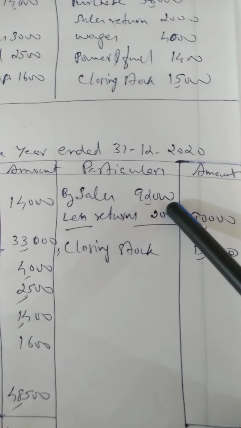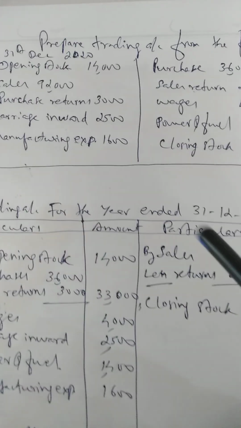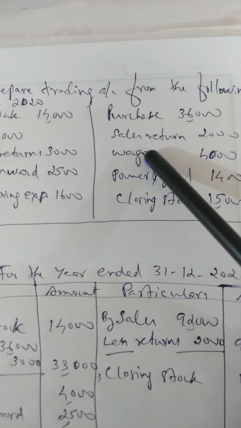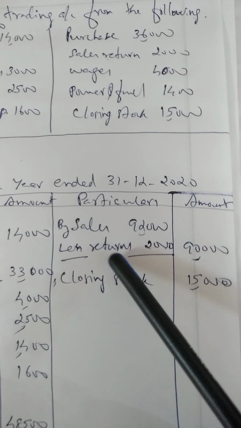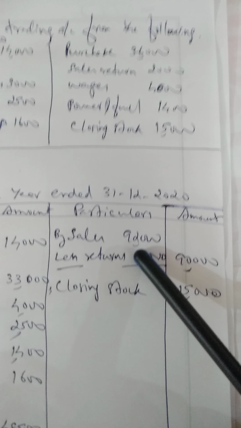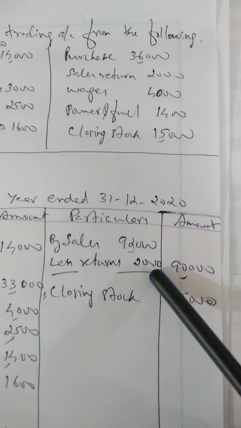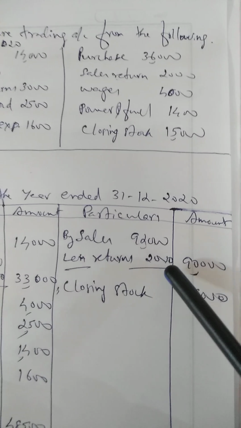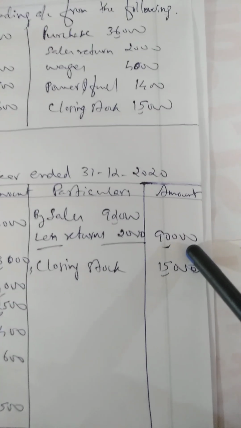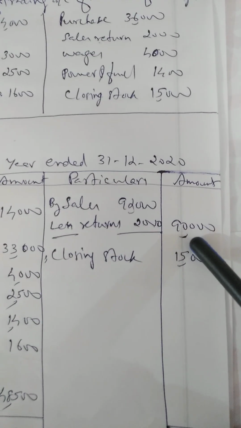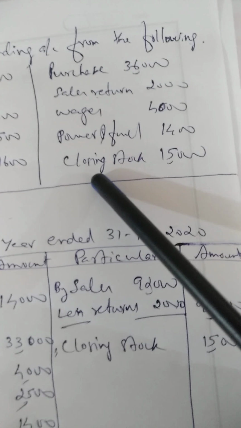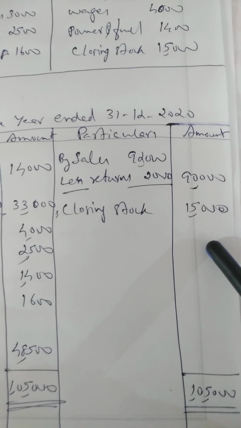By sales, 92,000 is written inside the column, and there is a sales return of 2,000. It is to be deducted from sales as less return. Return means sales return. Sales return is sometimes shown in your question as return inward. It is deducted. The difference of 92,000 and 2,000 is taken, which is shown on the outer column as 90,000. One more item is there, which is closing stock. It is also credited here.